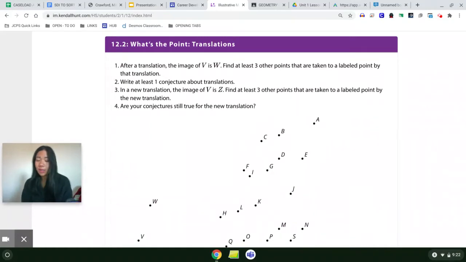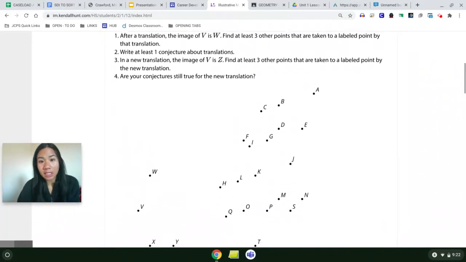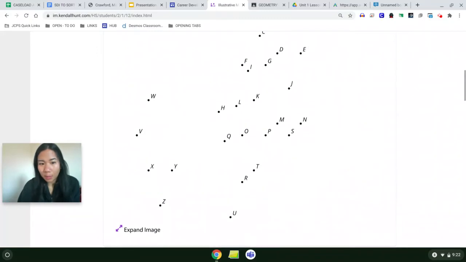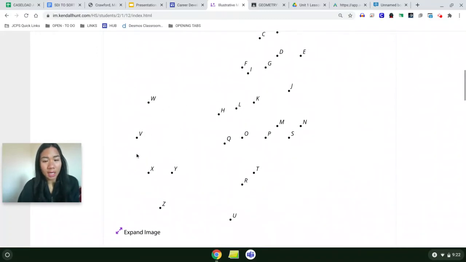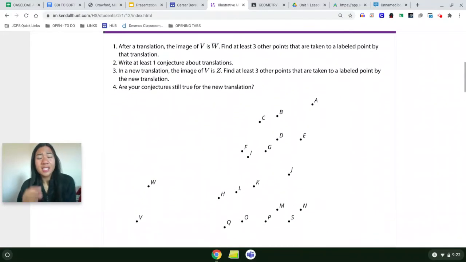Now for this problem, we're just going to take one problem at a time. It says after translation, the image of V is W. Of all these points, V and W are on the very left side. Find at least three other points that are taken to a labeled point by that translation.